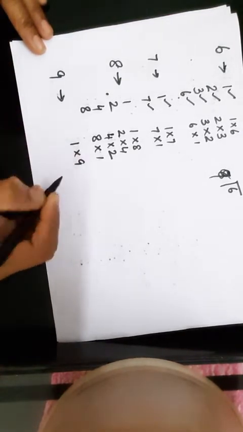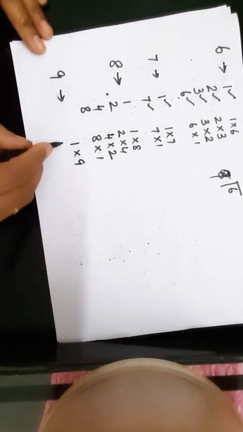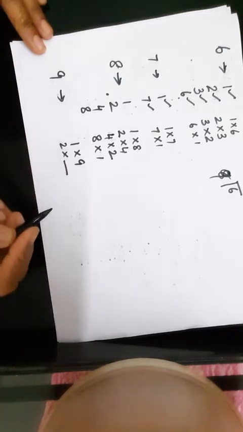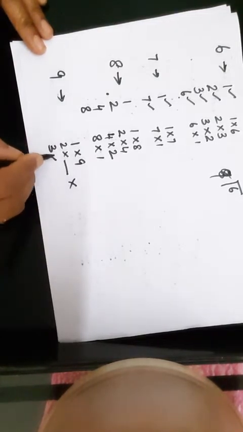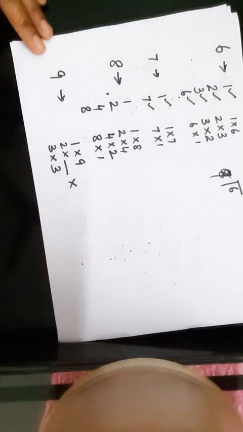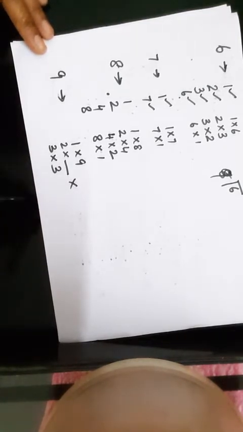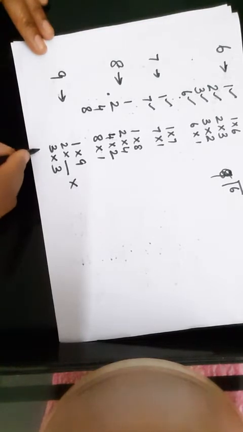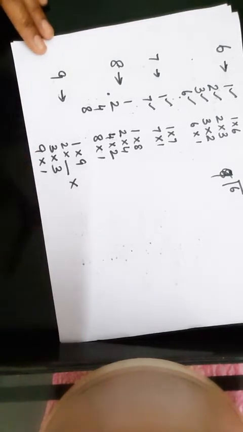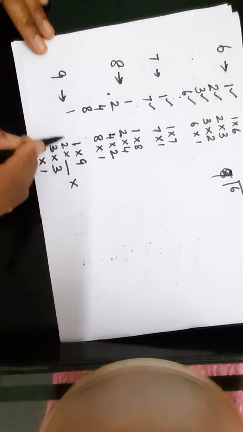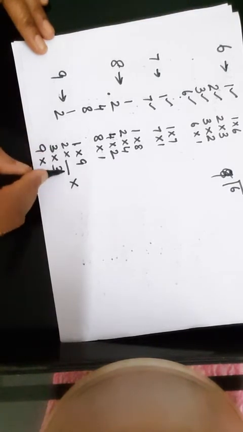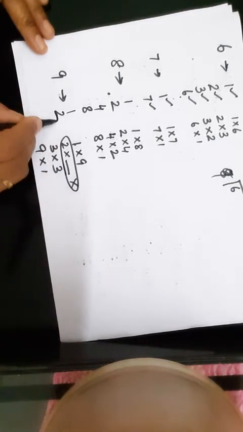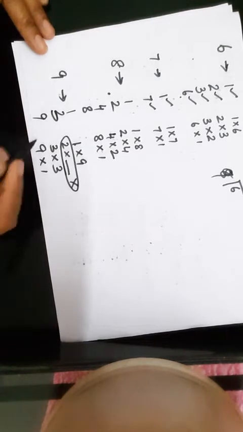Now let us write the factors of 9. 1 into 9. 2 into any number? No. 3 into 3. 4, 5, 6, 7, 8 no, and 9 yes. So there is no 2. The factors are 1, 3 and 9. 1, 3, 9 are the factors of 9.